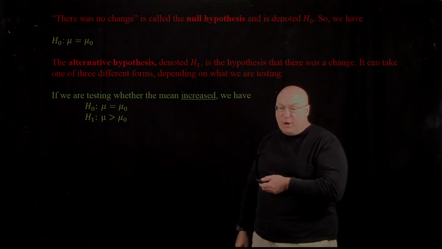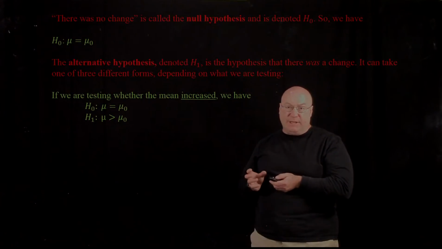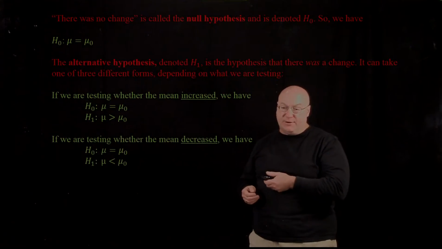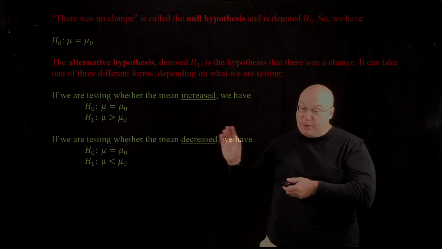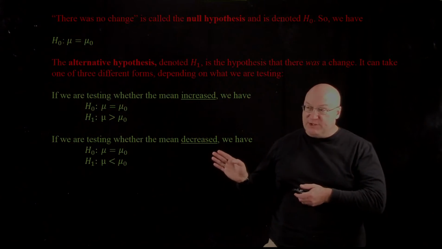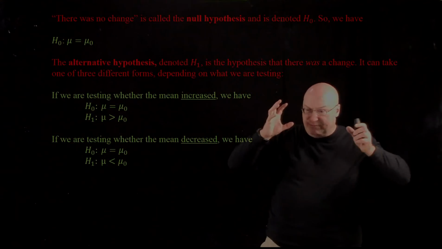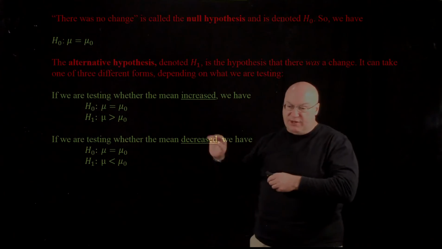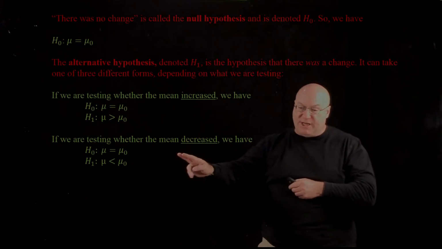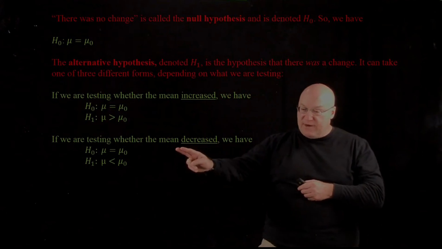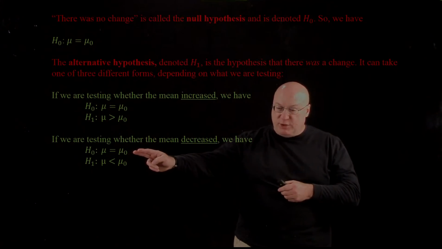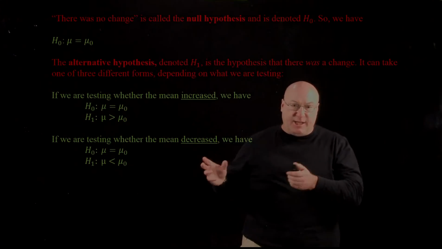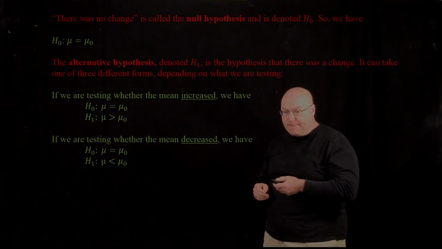We could be testing whether or not the mean actually decreased because of something that we did or something that occurred. I should keep emphasizing, we're always talking about the population. Did the population mean change? So if we're testing whether the population mean decreased, we still have always as the null that mu equals mu sub 0. No, there was no change. And the alternative then is, it actually did decrease.